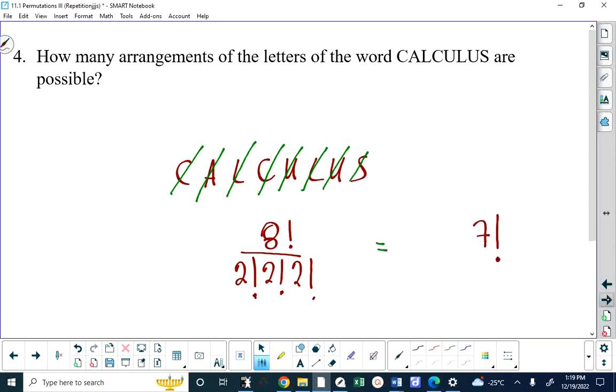7 factorial. Does anybody know how I got 7 factorial? What did I do there, Jack? Because 7 factorial times 8 is 8 factorial, and 2 factorial times 2 factorial times 2 factorial is 8. Excellent. On the bottom of this, we have 2 factorial times 2 factorial times 2 factorial. Well, 2 factorial is 2. 2 times 2 times 2 is 8. So 8 factorial over 8.